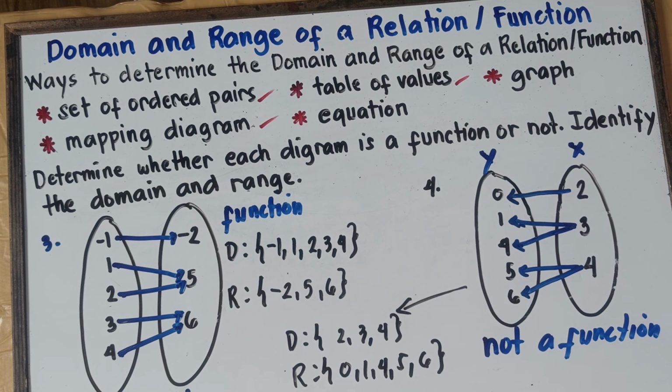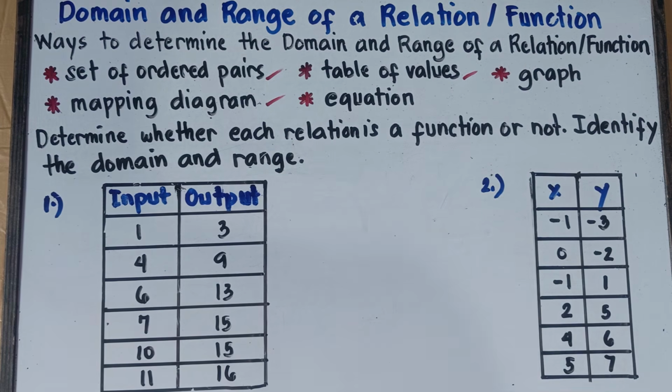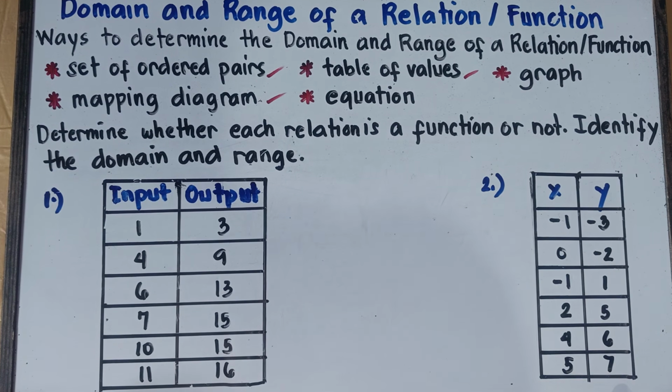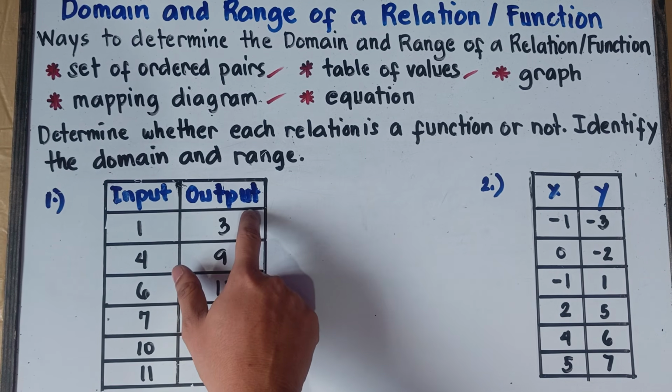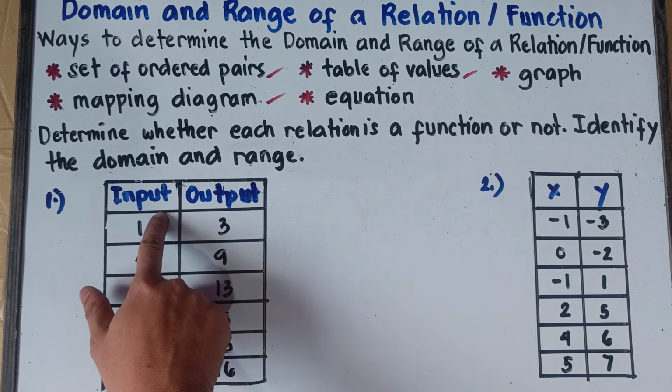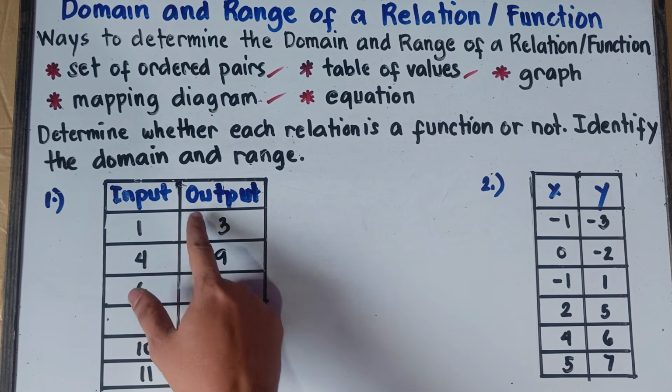So let's proceed now to the table of values. Alright, so let's proceed now to our last activity, class. That will be the table of values. Determine whether each relation is a function or not. Identify the domain and then the range. So we have this given table, with the input and the output. Once again, class, the input will be the x value, and the output will be the y value.